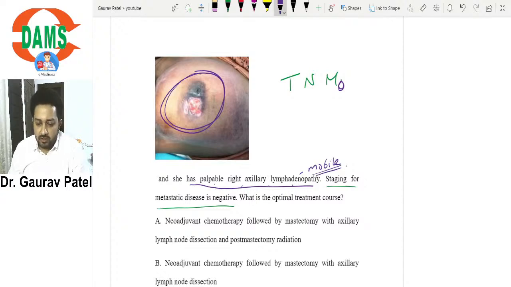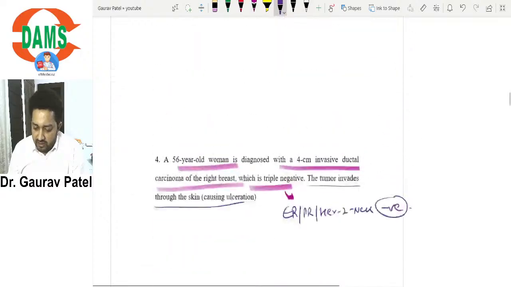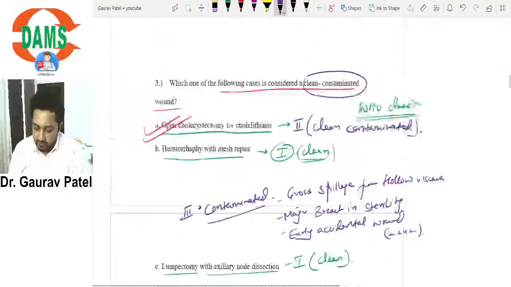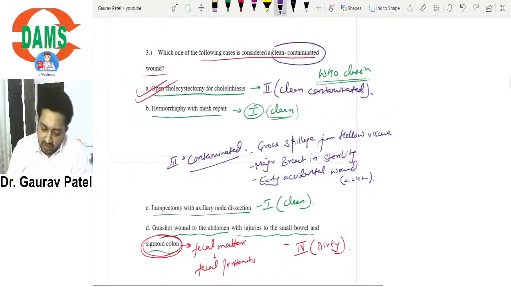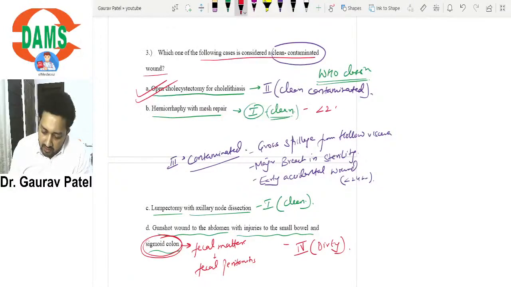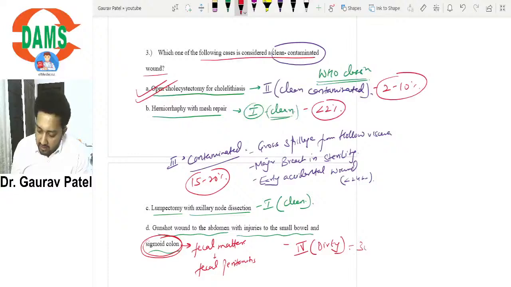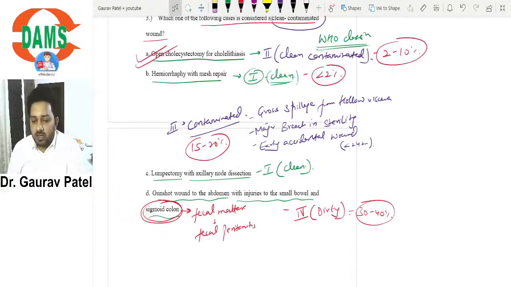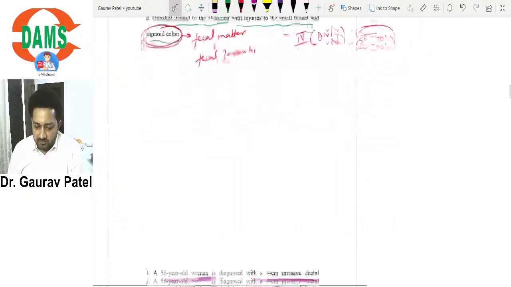Hello. Now you tell me. Percent, Vishal, you want to know percentage of infection: clean, less than 2%; clean contaminated, 2 to 10%; contaminated, 15 to 20%; and dirty, 30 to 40%. I mean, this is the risk of infection in the wound as per this.